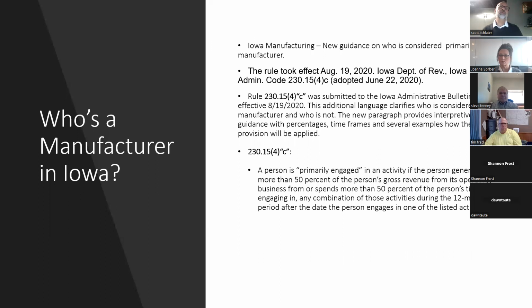So the department made a distinction a couple of years ago about who is a manufacturer and who's not. Part of the reason for that is that manufacturers have exemptions that are specific to them. And so the ruling distinguished what percentage of the business a manufacturer needs to be doing in order to qualify for the manufacturer's exemption.